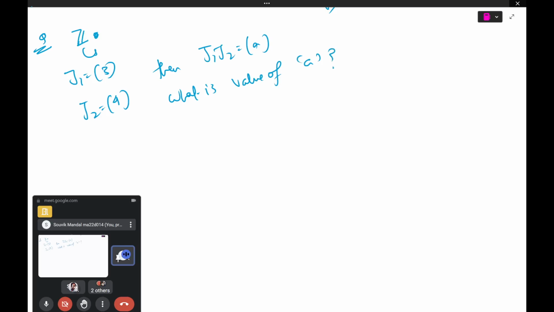So in the ring of integers Z, we have two ideals J1 and J2. J1 is generated by 3, J2 is generated by 4. Now determine J1 multiplied by J2. J1 J2 is the ideal generated by a. That's obvious because it's a PID, but you need to determine the value of small a. And how is J1 J2 defined? It is the collection of finite sums of products. Okay, correct.